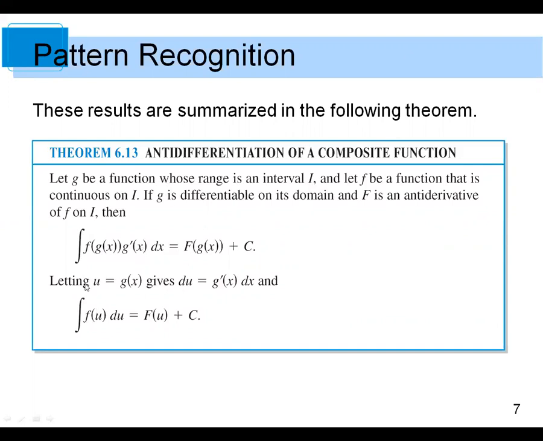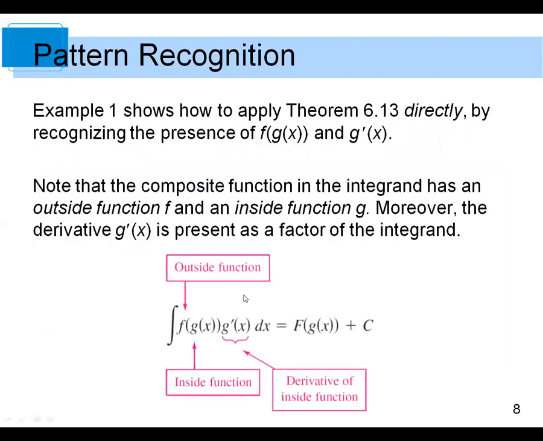Letting u equal g of x gives du equals g prime of x dx. It's kind of like solving for the differential du. And you could rewrite this as the integral of f of u du, which is capital F of u. So this is kind of like the reverse chain rule right here, and this is using U-substitution. Now I know that might be kind of abstract just looking at it there. So what we'll do is go through a couple examples.